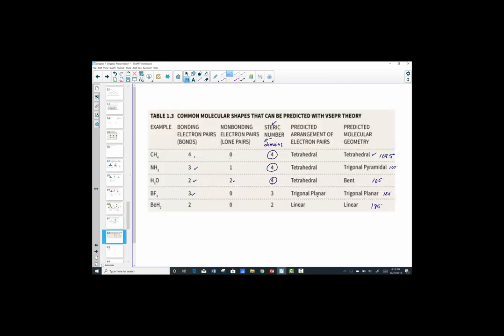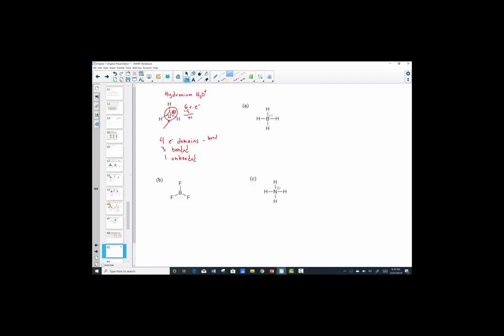So according to your VSEPR chart, 4 domains, 3 bonded, 1 unbonded is a trigonal pyramidal shape. So this is trigonal pyramidal. And that means the bond angles are approximately 107 degrees.